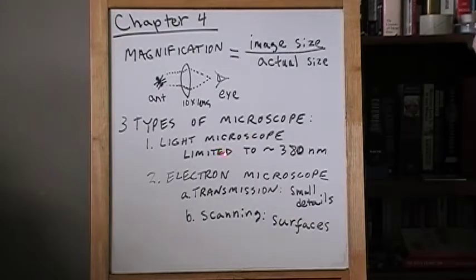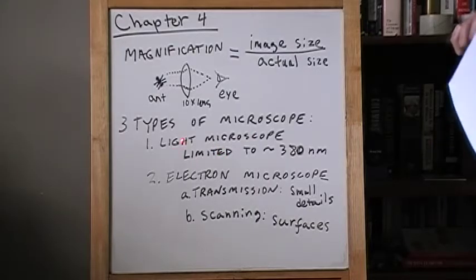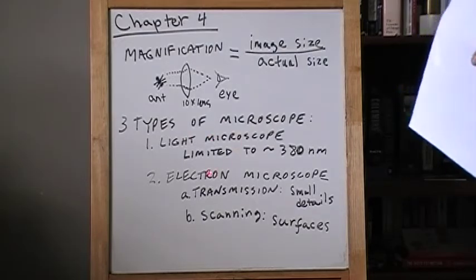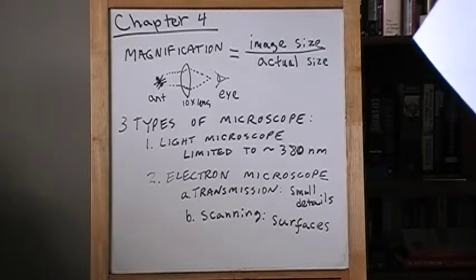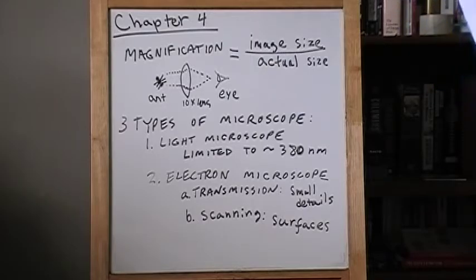But you can see viruses and other small objects inside cells using an electron microscope. The electron microscope uses electrons instead of visible light, and the wavelength of the electron is much shorter, only about 1 nanometer. And so it can resolve much smaller objects. So you can form images of viruses and other subcellular structures using the electron microscope.